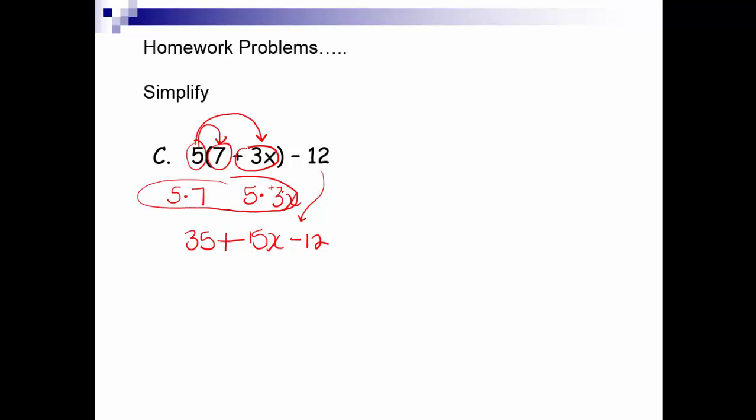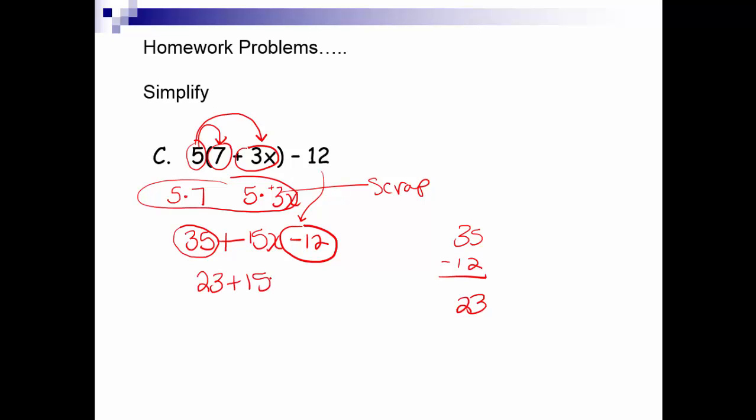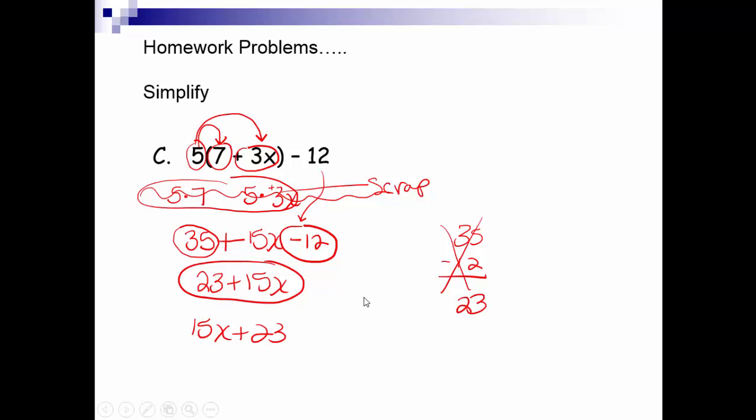This right here is just a little bit of scrap work. So then I want to combine like terms. Well, I can take my positive 35 and my minus 12. Those are like terms, so I've circled the sign that goes with the number. 35 minus 12. The signs are different. I'll find the difference. What's 35 minus 12? Looks like that would be 23. What do I have more of? I have more positives, so that's 23 plus 15x. Some of you may have written 15x plus 23. Just want to cross that out because that was scrap. That over there was more scrap. So 23 plus 15x or 15x plus 23 is the final answer on that one.